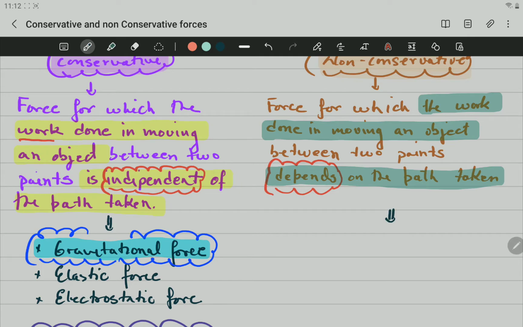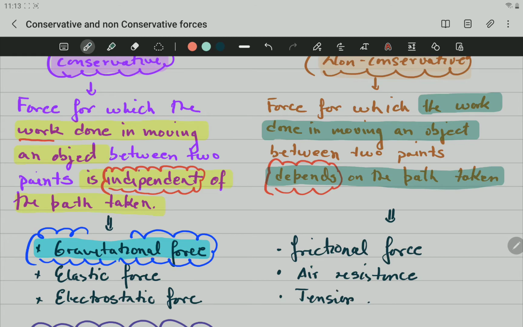Now, the examples are frictional force, air resistance, tension force. So those are examples. I'm not going to mention all the non-conservative forces. Those are just some examples: frictional force, air resistance, tension. Okay? Now, those are examples of the non-conservative forces.